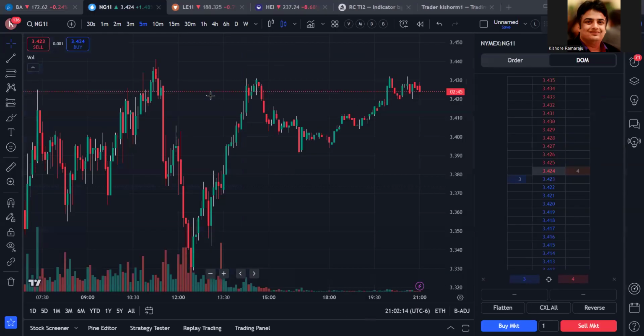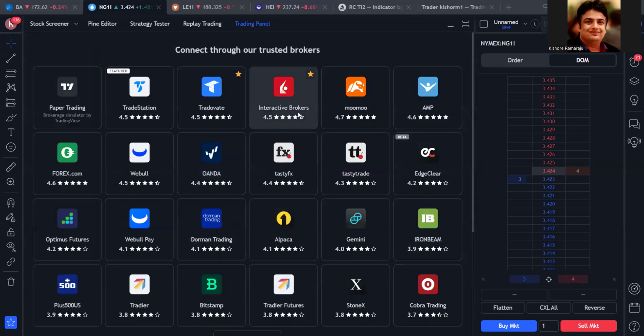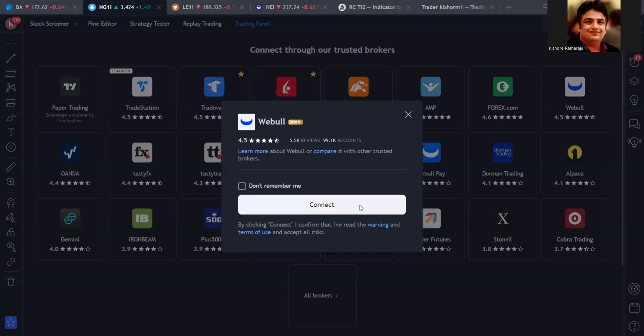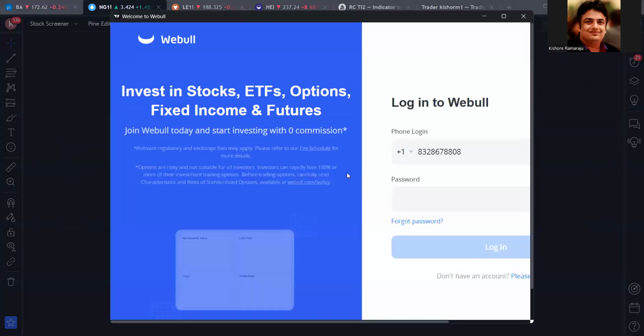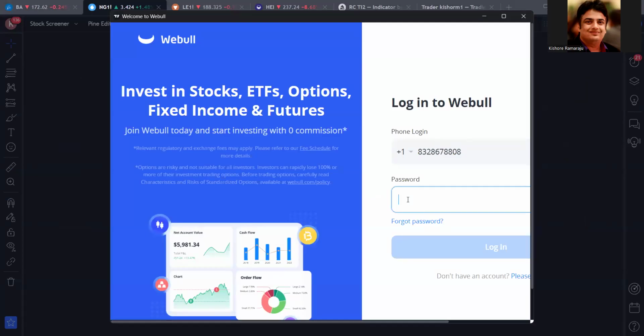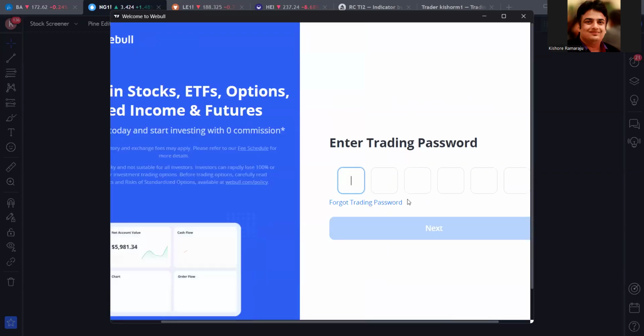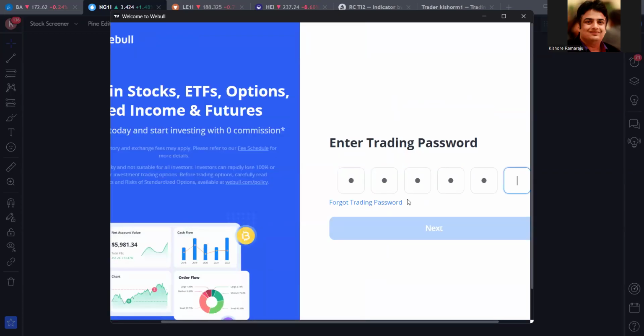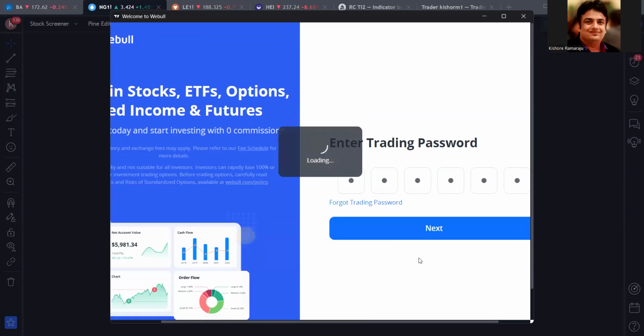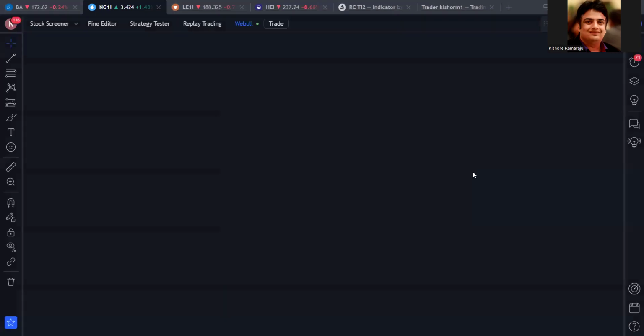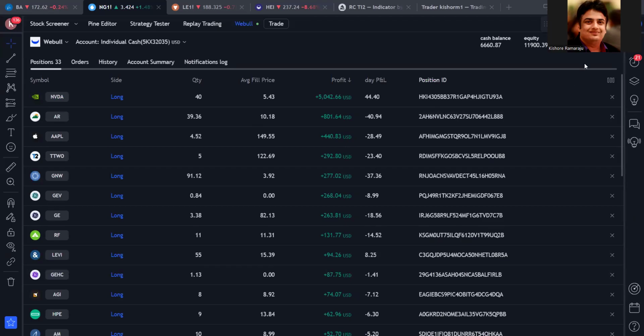And you can connect your personal account if you have one in some brokerages. For example, if you have an IBKR account, you can directly connect your IBKR account. For example, if I want to connect my Webull account, I can just enter my Webull account and connect it. Then you can directly take all the trades in the account.